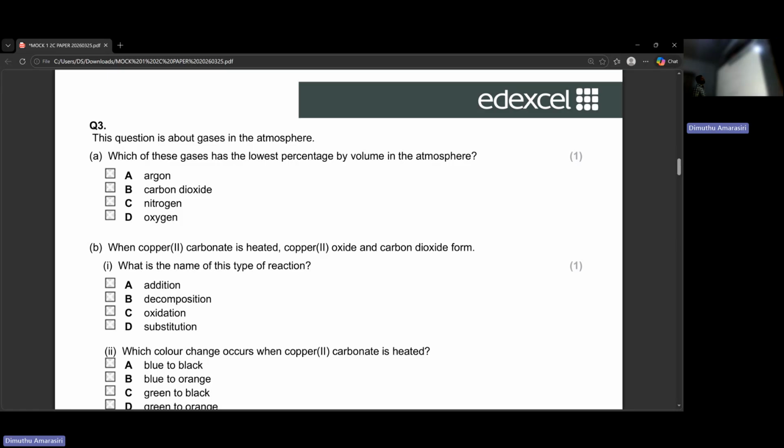Which of these gases has the lowest percentage by volume in the atmosphere? Not argon, argon is wrong. Argon is about 1%. Carbon dioxide is 0.04%. You were tricked. This is 78, and oxygen is 21%.